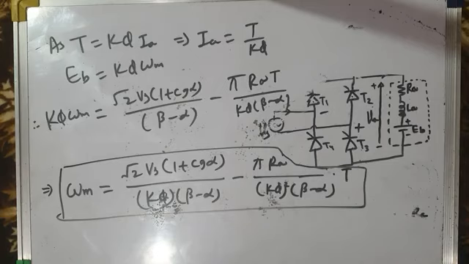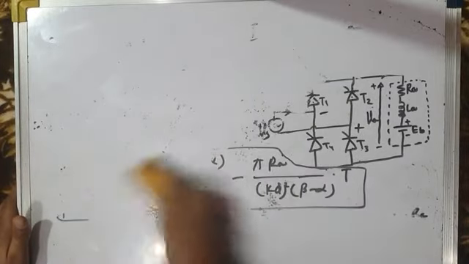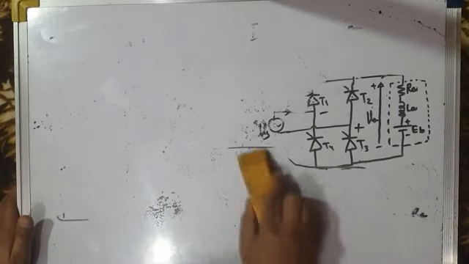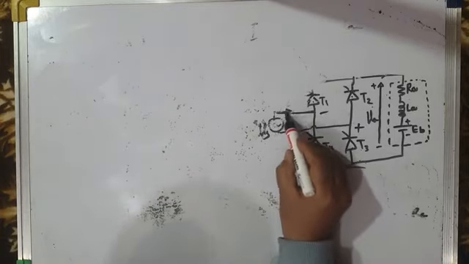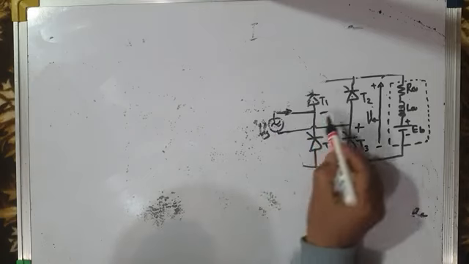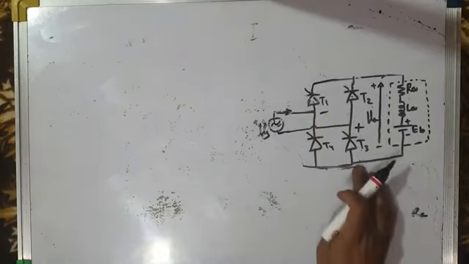Okay, fine. So this is for the rectification mode of operation. For the rectification mode of operation, we took two cases. First, we took the continuous conduction mode of operation, and then we took the discontinuous conduction mode of operation, and we developed the waveforms, and we also developed the mathematical expressions for average armature voltage or average load voltage, and we also developed torque speed characteristics.